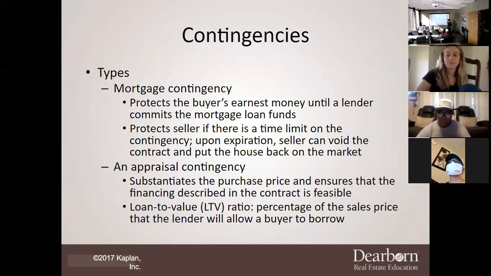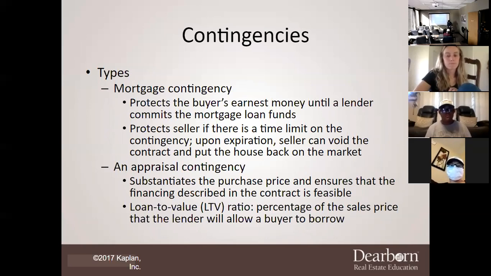Okay, so here's a couple of the types of contingencies. A mortgage contingency is going to be the most common. You're going to see that all over the place. It protects the buyer's earnest money until the lender commits the mortgage loan funds. And it protects the seller if there is a time limit on the contingency. Upon expiration, the seller can void the contract and put the house back on the market. So like I said, if the contingency is not met, they can void the contract and put it back on the market.